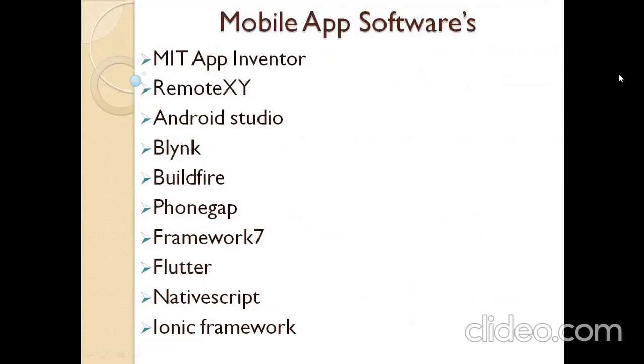There are various types of software available for mobile app development. Some of the software used for developing mobile apps are MIT App Inventor, Remote XY, Android Studio, Blink, BuildFire, PhoneGap, Framework 7, Flutter, NativeScript, Ionic Framework.